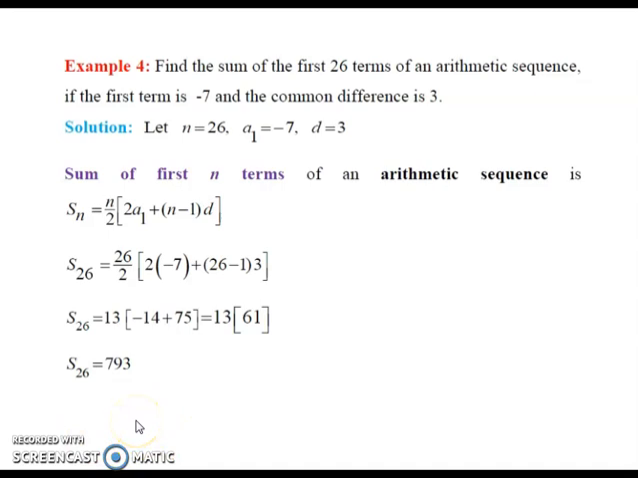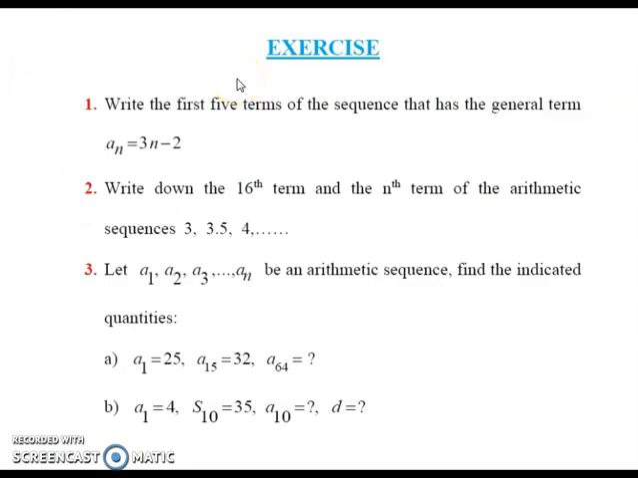This brings us to the end of this tutorial. In this tutorial, we have learned about arithmetic sequences. Here are some self-assessment questions for you to solve.